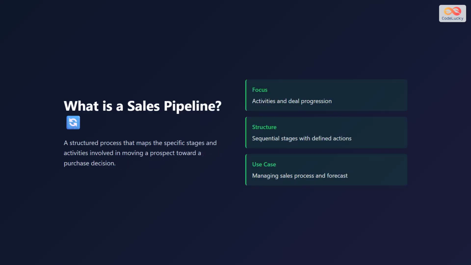A sales funnel is a visual representation of the customer journey from initial awareness to final purchase. Think of it like a funnel shape. It starts wide at the top with many potential customers and narrows down as people move through each stage. The funnel focuses on understanding customer behavior, identifying drop-off points, and optimizing the buying experience to convert more prospects into paying customers.